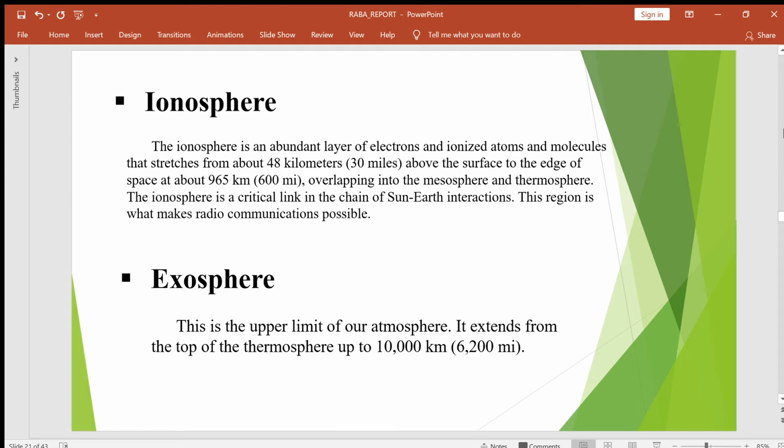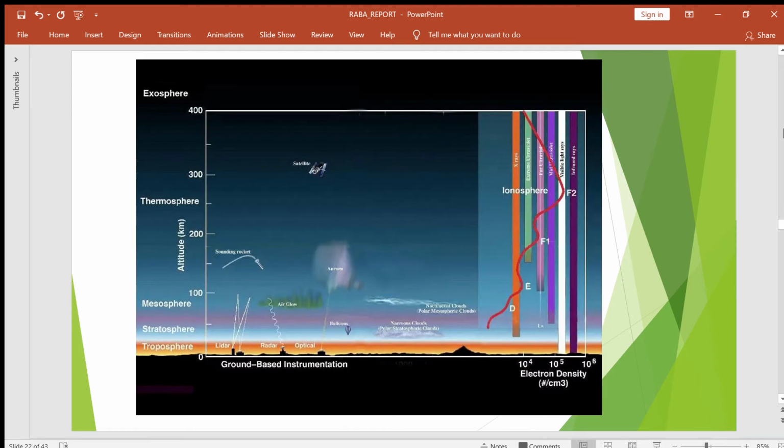Exosphere. The exosphere is the upper limit of our atmosphere. It extends from the top of the thermosphere up to 10,000 kilometers high. Here is the troposphere, the bottom layer. Next is the stratosphere, the mesosphere, the ionosphere, thermosphere, and the exosphere.